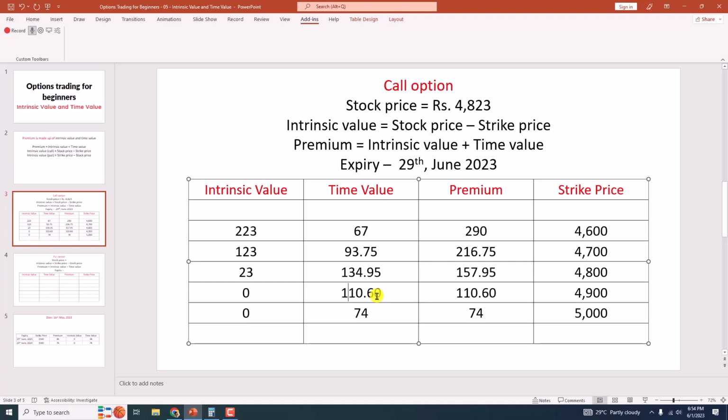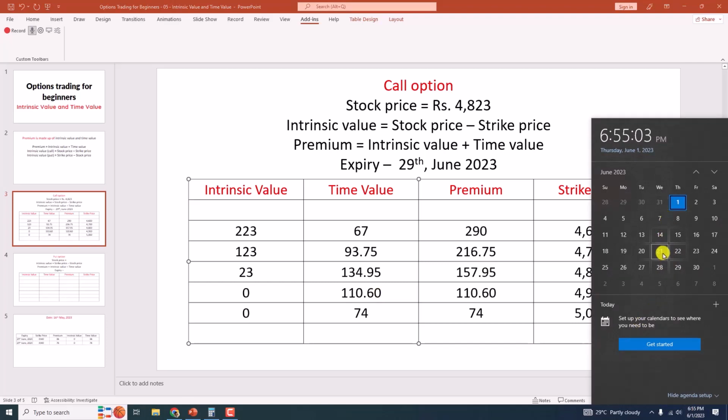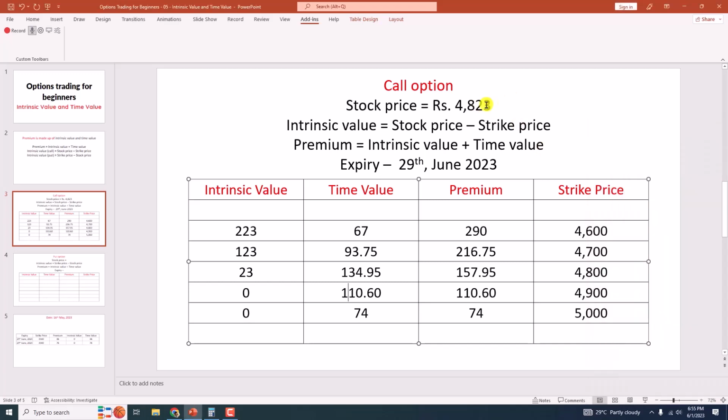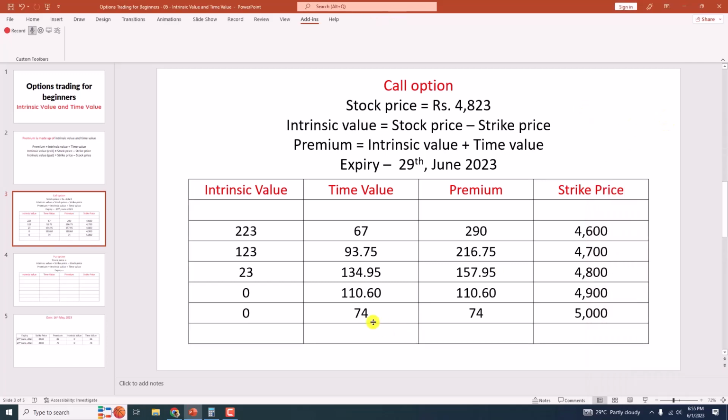So for example, today is 1st June, but if it was 21st June today, then to achieve this target, how many days do I have left? 1, 2, 3, 4, 5, 6, 7, 8 days, correct? 8 days. So the time is less there, so the time value will also be less. So that is the meaning of time value.